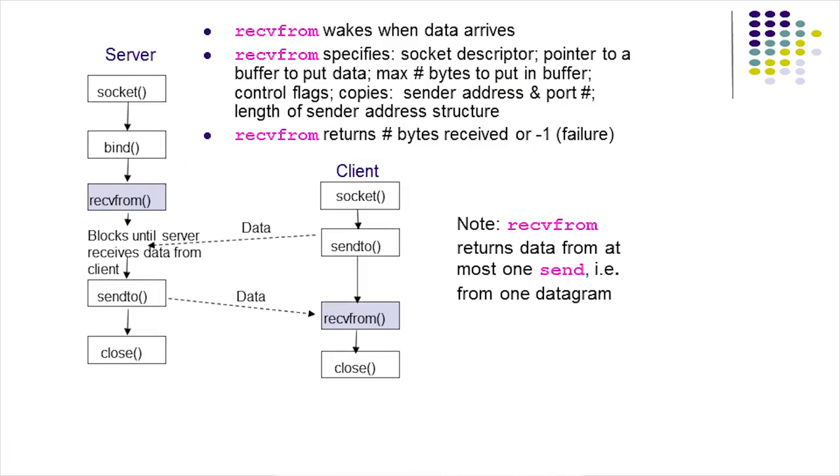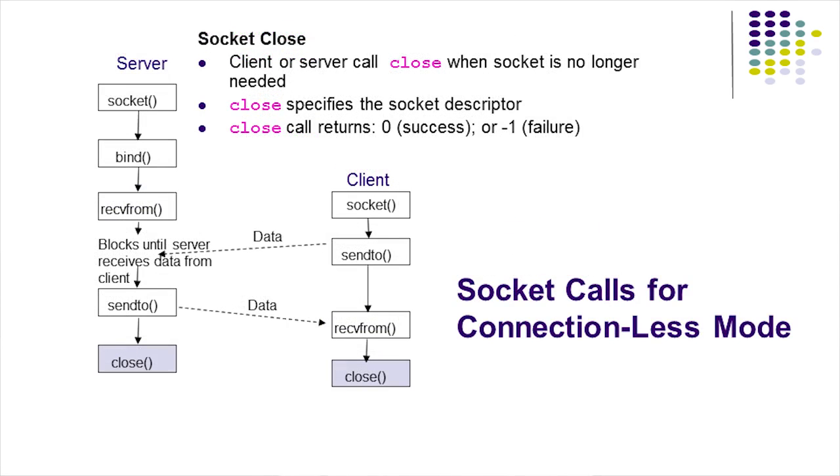The server-side receive_from function waits until the data arrives. Note that the receive_from call returns data from at most one send by the client, which is one datagram. So here, we see the difference between connection-oriented mode and connectionless mode, precisely the difference between TCP stream service and UDP datagram service. Both server and client use the close function when the socket is no longer needed.